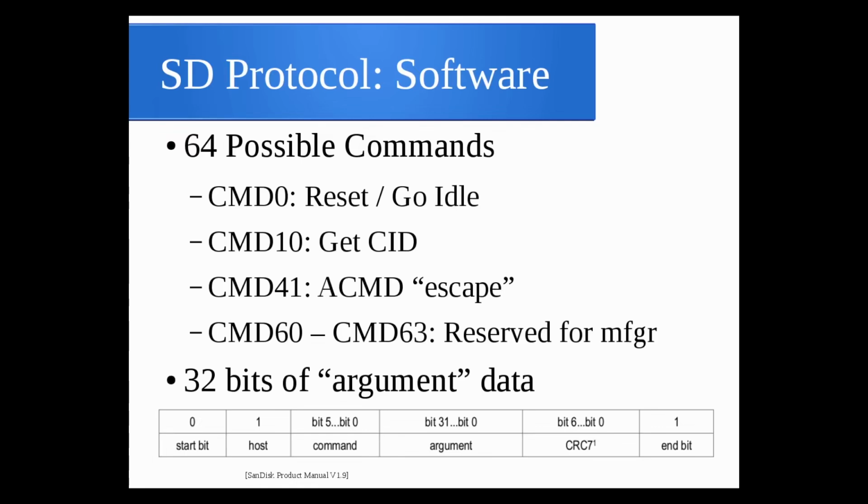Every command also takes 32 bits of argument data. So if you look at the bottom, you send the command followed by the argument data, followed by the CRC7, followed by just an end bit. The CRC7 in SD mode must actually match the data. When you're running in SPI mode, it actually turns that off. But for us, we had to get the CRC7 correct.